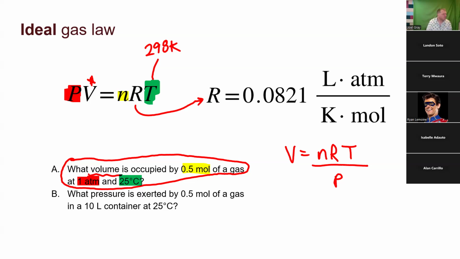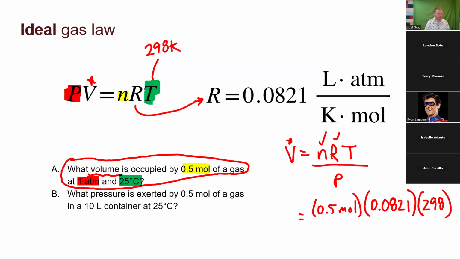And you might think, okay, well, why? Well, the reason is because this V is a variable that we do not know the value of. But our question prompt gives us the value for N. That N is 0.5 moles. We also have the value for R. R is 0.0821. T is 298, because we added 273 to it. And then last but not least, P for pressure, which is, in this case, 1.